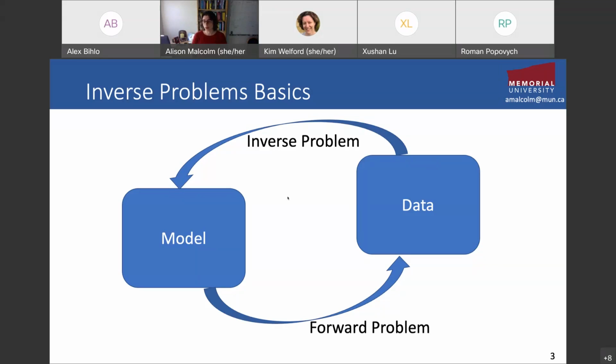So we have two problems here. We have the forward problem, which is where we take the model and calculate the data, and the inverse problem, where we take the data and we estimate the model.